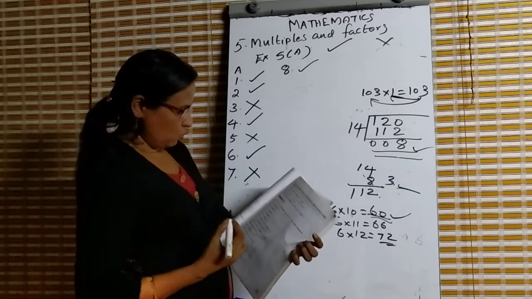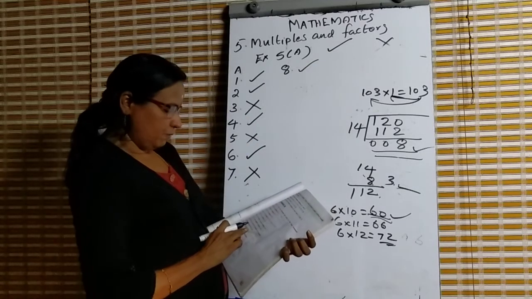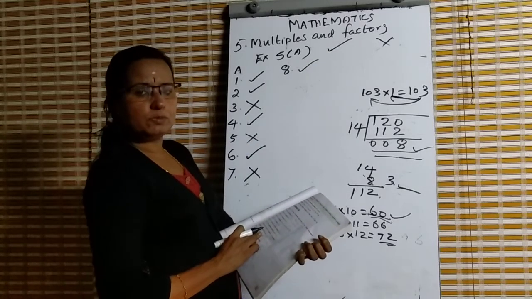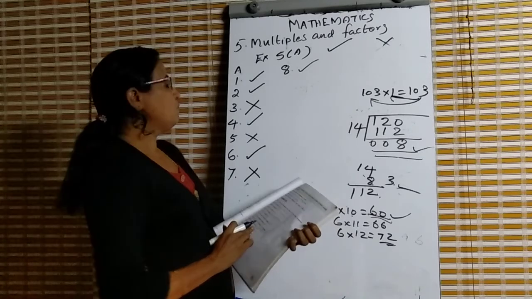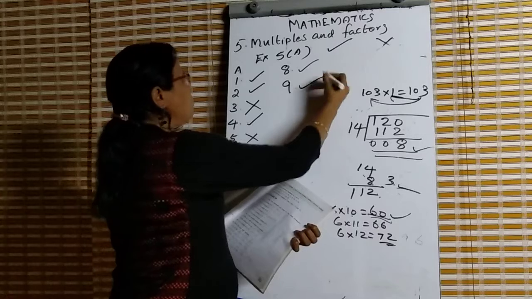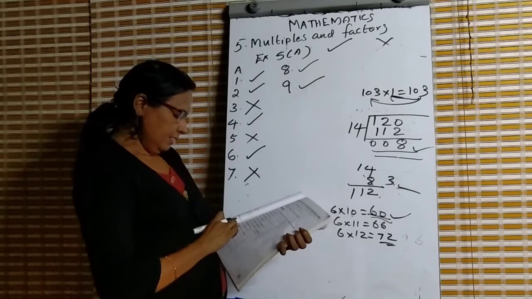8 is true. Then 9th question. 5th multiple of 9 is 45. 5th multiple of 9 means 9 into 5, 45. That is true. Then 10.